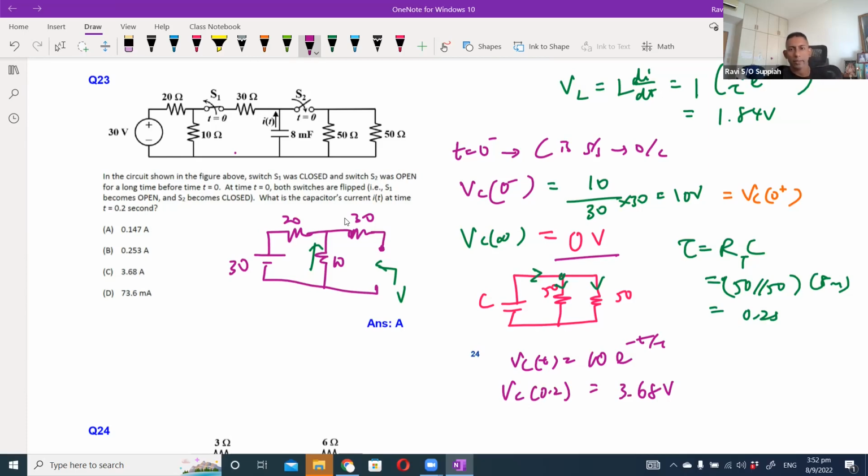Since this 3.68 volt is going to discharge through these two resistors, we can use Ohm's law, I is V by R. The voltage is 3.68 divided by the resistance, which is 50 parallel 50, which gives me 0.147 ampere. That is the amount of current flowing out of the capacitor at 0.2 seconds.